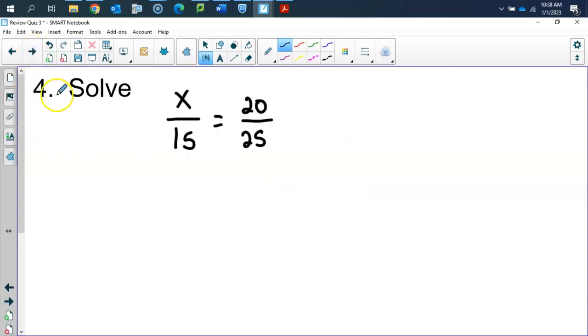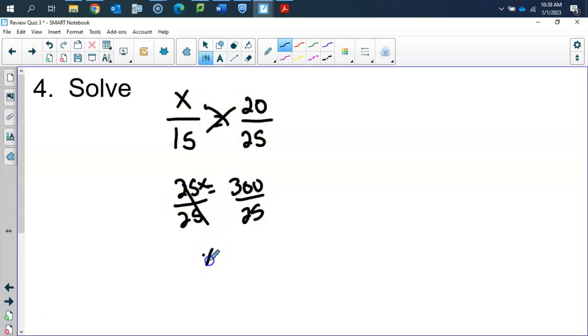Okay, solve this proportion. Go. All right, solving a proportion, we cross multiply. 25 times x is 25x. 15 times 200 is 300. Oh, I forgot to write my x there. 25 times x is 25x equals 15 times 200 is 300. Divide both sides by 25, and we end up with x is 12.